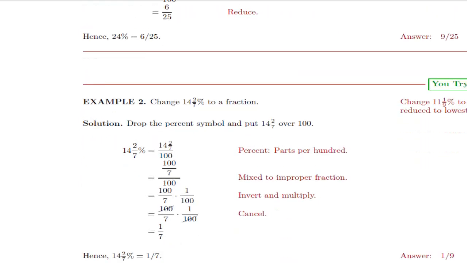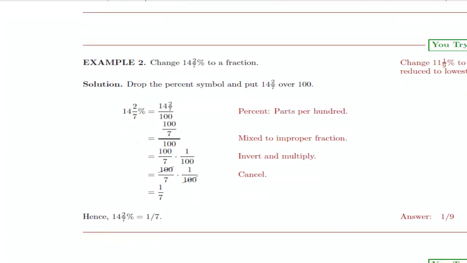Example 2. Change 14 2/7% to a fraction. Solution. Drop the percent symbol and put 14 2/7 over 100. Change 14 2/7 to the improper fraction 100 over 7. Then we're just dividing 100 over 7 by 100 over 1, so we will invert and multiply the second fraction to get 100 over 7 times 1 over 100. Cancel the hundreds that are in common, and we're left with 1 over 7 when we multiply. Hence, 14 2/7% equals 1 over 7.